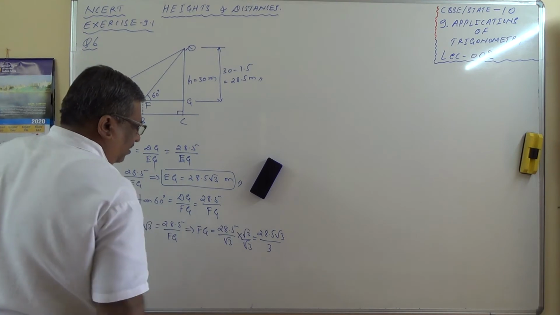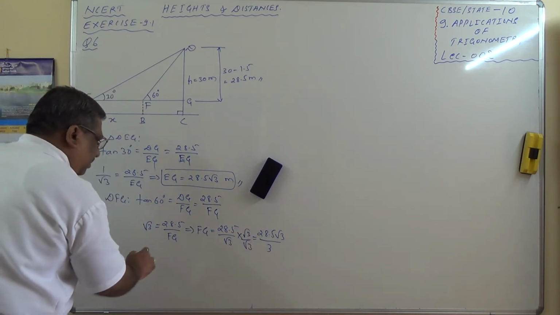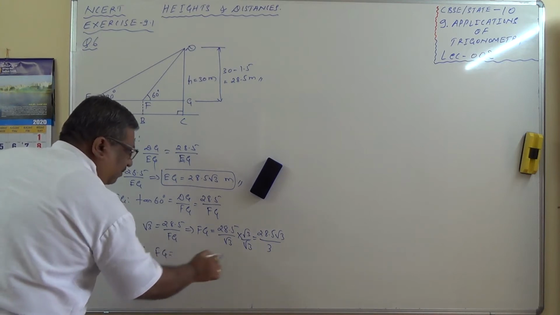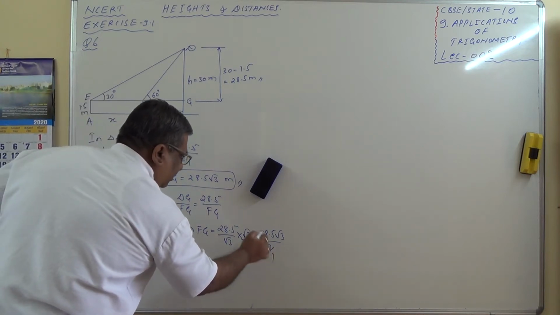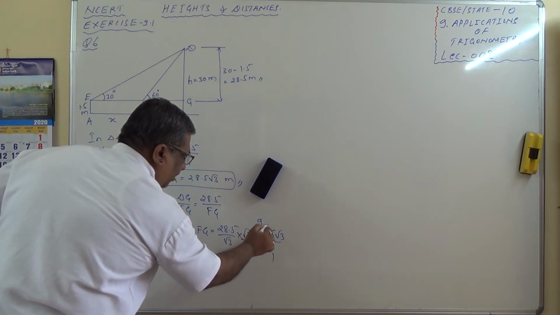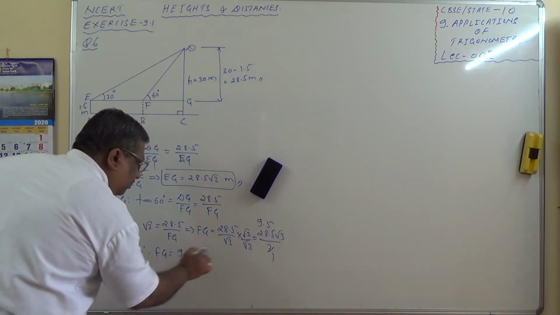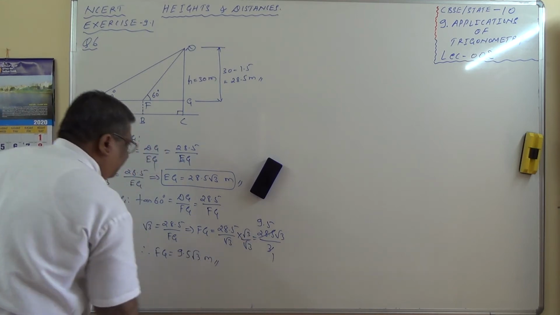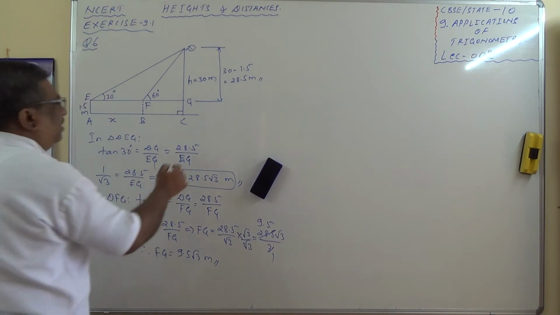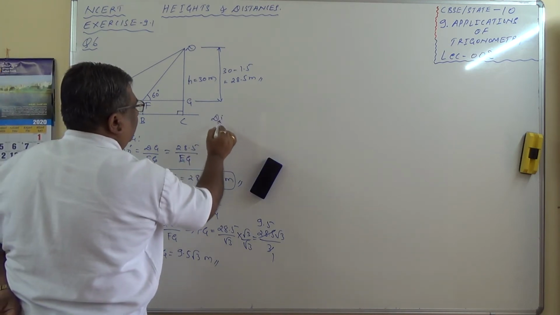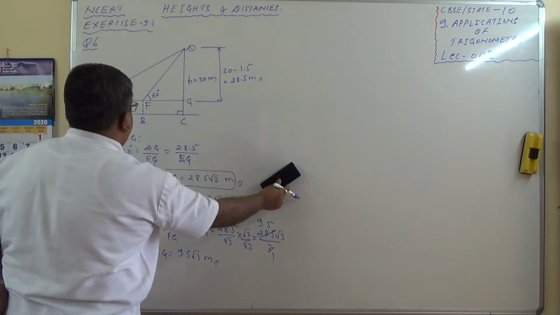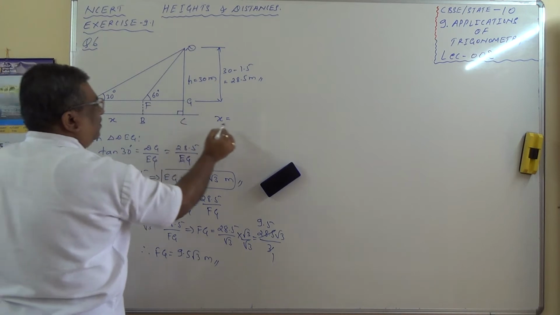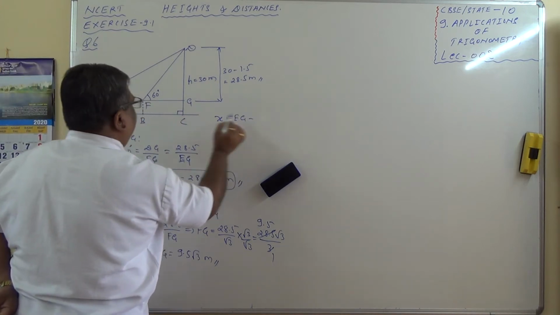So is it possible here? Yes. FG equals, therefore, 3 ones are 3, 3 nines are 27, 1.5. So this is 9.5 root 3 meter, and therefore the distance walked is, yes, X here, which is AB. X equals EG minus FG.